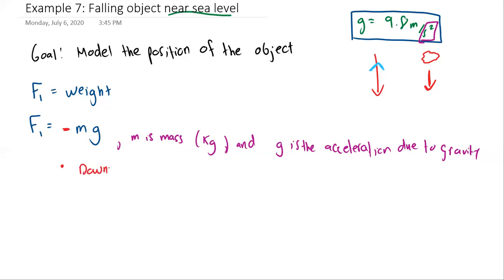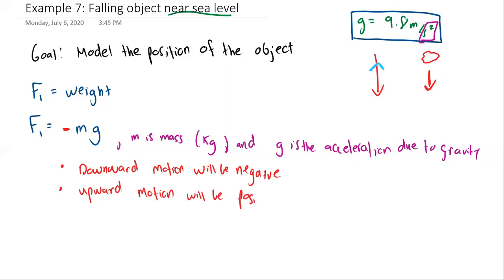Downward motion will be negative. Right? And then upward motion will be positive. This is something that we do to make the model less ambiguous, because again, there's two possible directions in which this force is acting on our object.